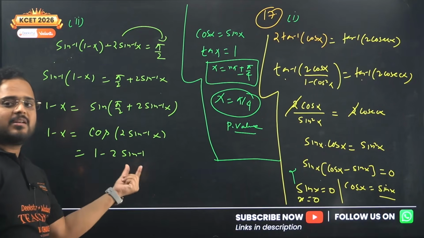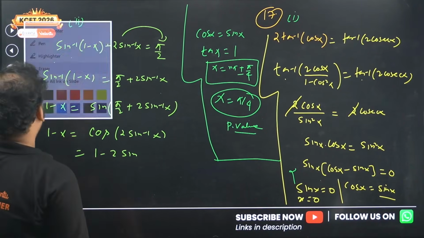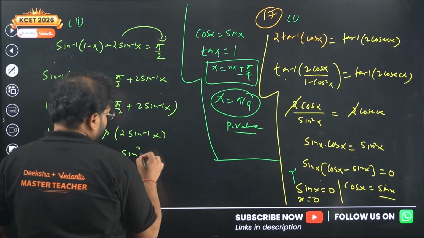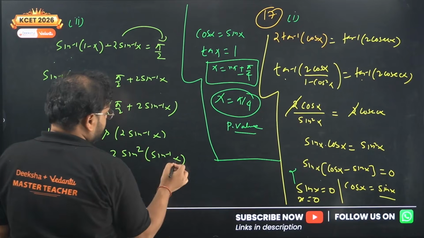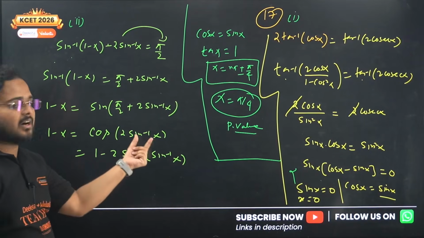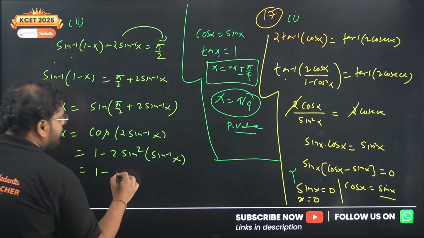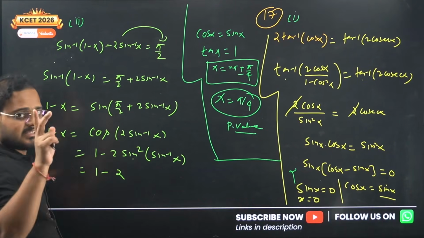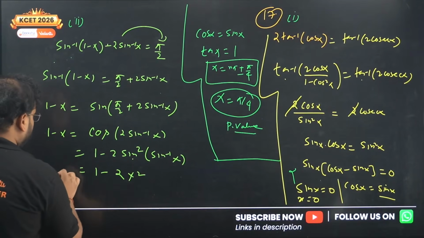So 1 minus 2 sine of sine inverse of x. Yes, sorry. Sine square of sine inverse of x. Right? That's the formula, no? Cos 2 theta will be 1 minus 2 sine square theta. So what we have answer as 1 minus 2. Sine of sine inverse is simply x, square of that, so 2x square. And we have 1 minus x over here.